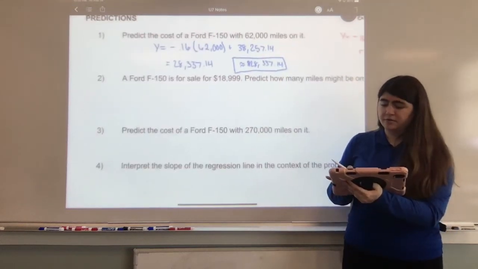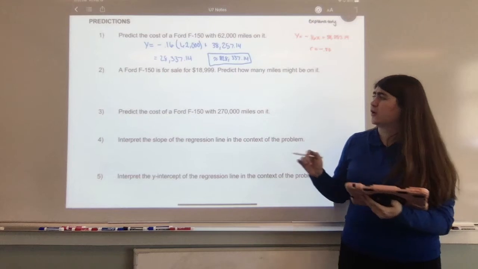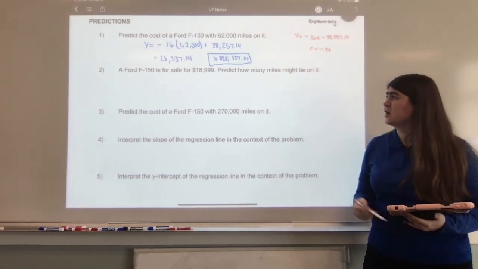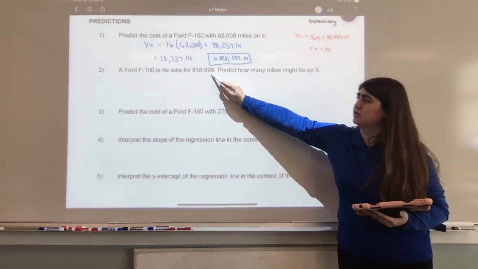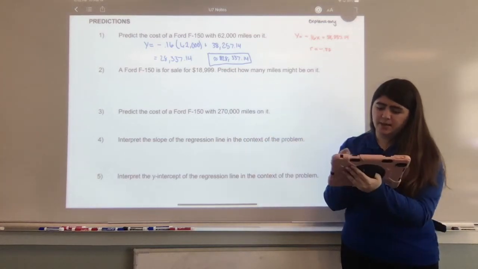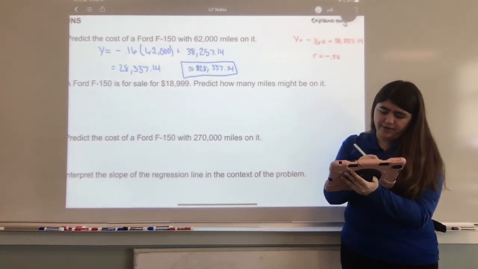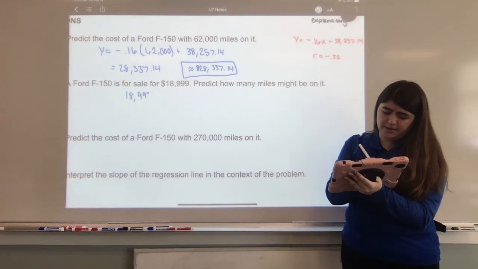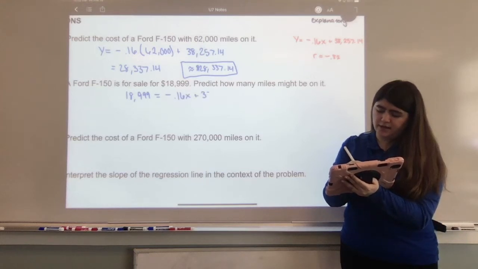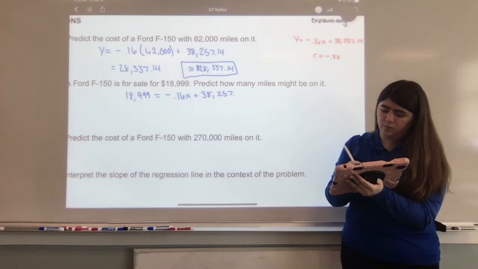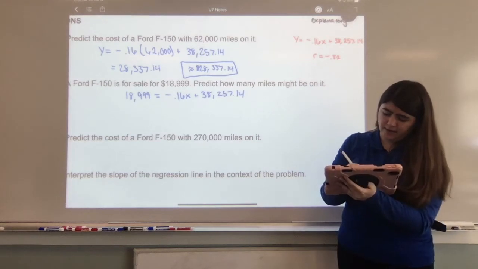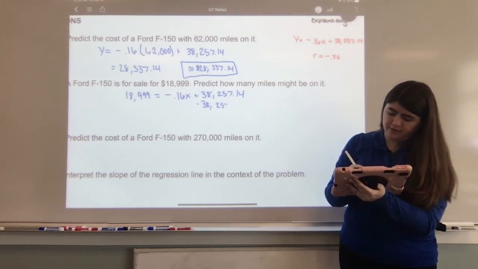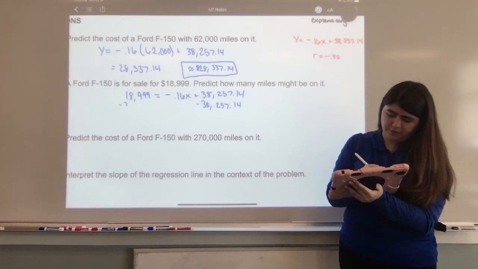All right. We also have a Ford F-150 for sale for $18,999. Predict how many miles might be on it. So I have this as my cost. That's my y. So when I'm typing this into my equation, I have 18,999 is equal to negative 0.16x plus 38,257.14. From this, I'm going to subtract my dollar amount out, so I'm subtracting 38,257.14 from both sides.